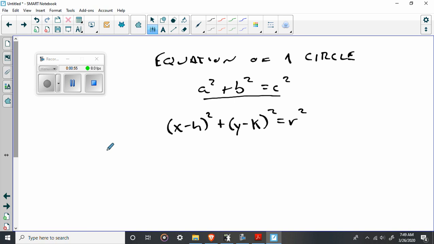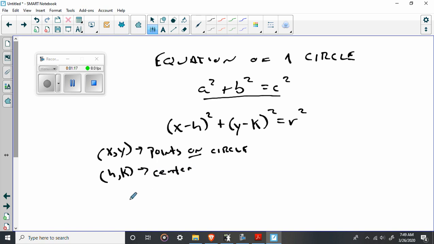So x and y are points on the circle. H and k are the coordinates of the center, and r is the radius, okay? So pretty straightforward. I'm going to give you guys an example. To find the points on the circle, all you really need to do is know where the center is and know how far to draw the radius. We said that's the defining characteristic of the circle.